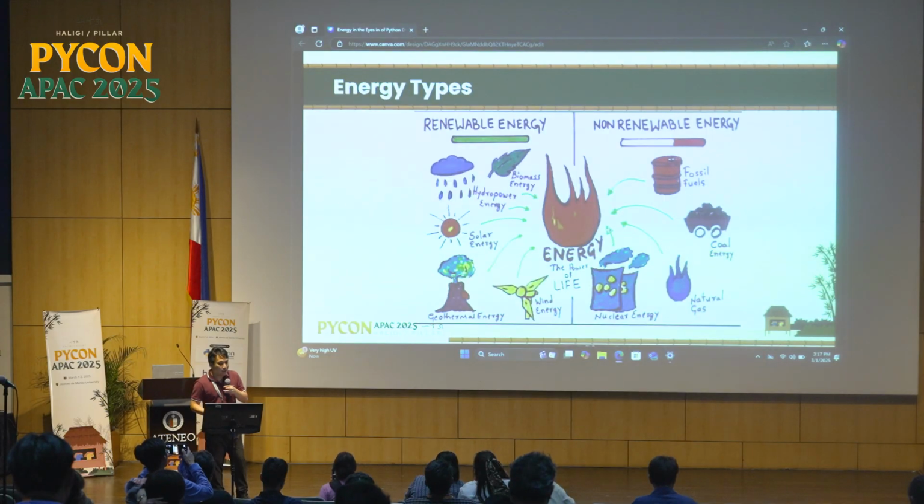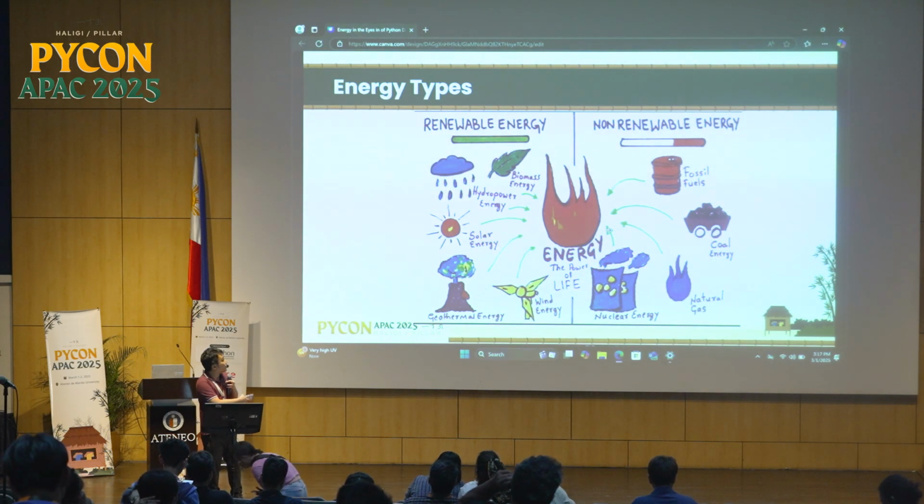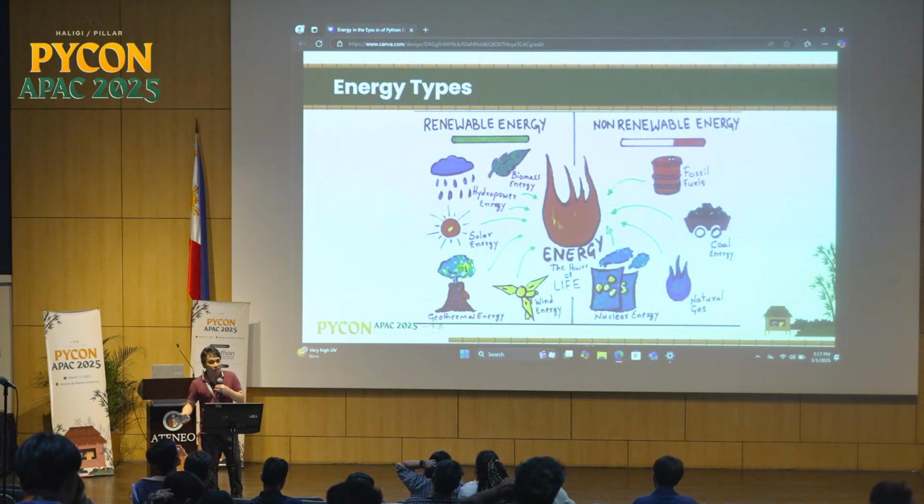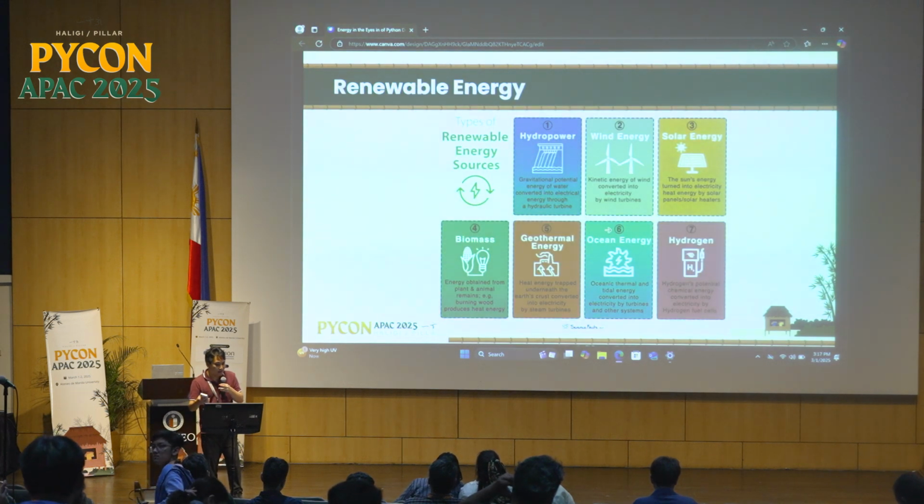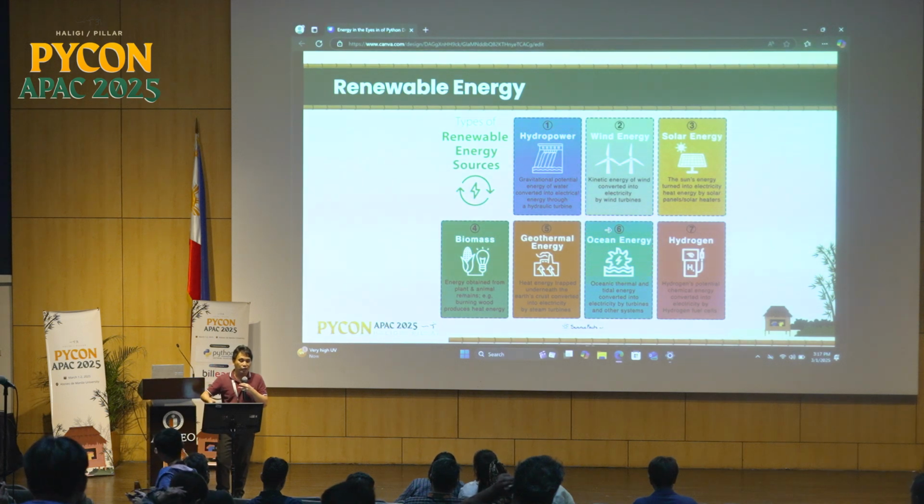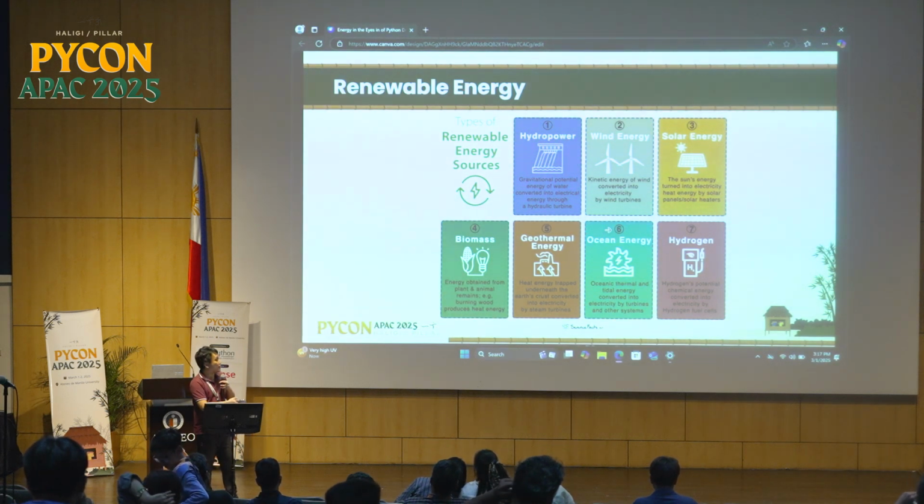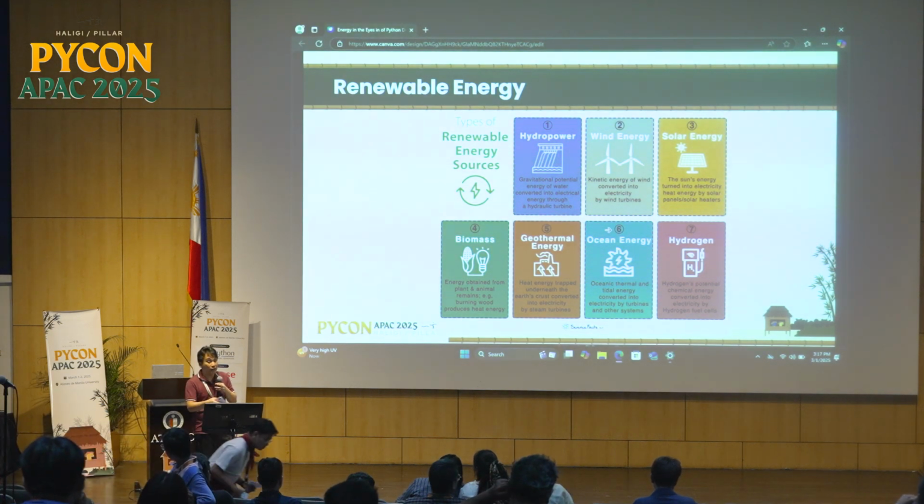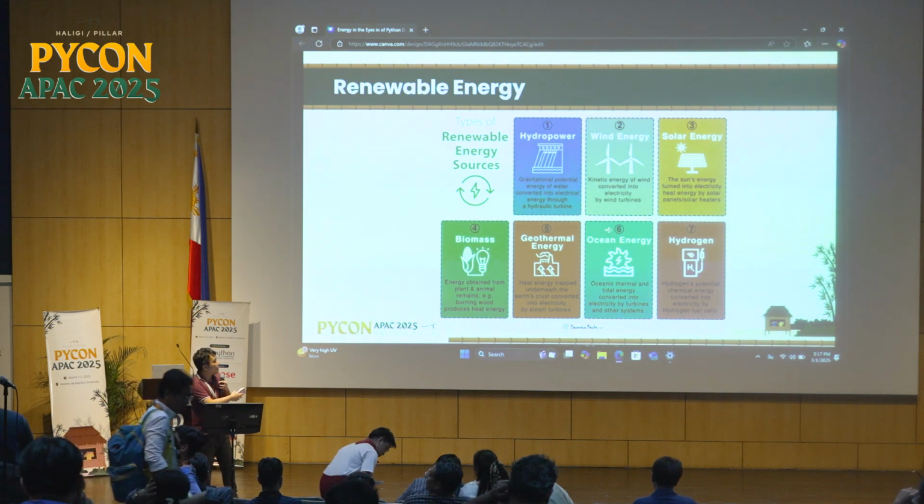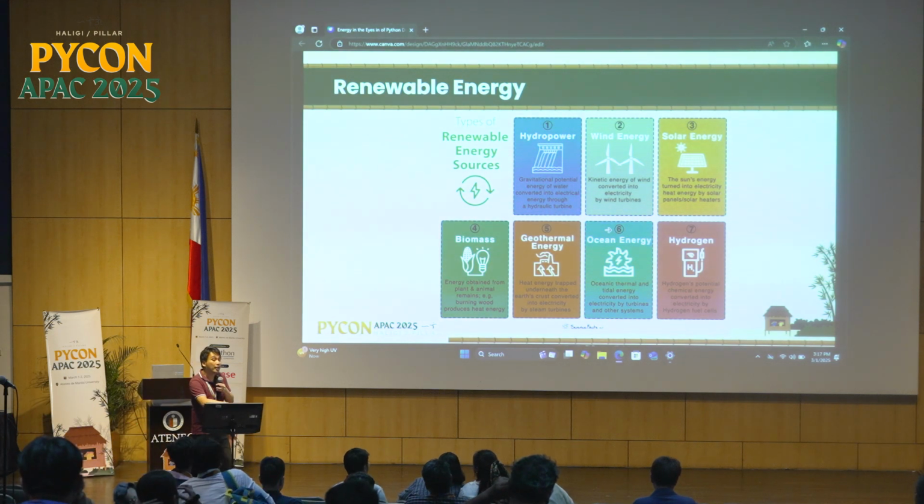So the question is, what are the various types of energy? It can be classified into two ways. You have renewable and non-renewable. We know the non-renewable, you have the oil, the gas, and so on, and you have your renewable energy. If you decompose renewable energy, you have all of these components, right? In the Philippines, we already have the majority of these types of renewable energy, except for ocean renewable. It's still an emerging technology.